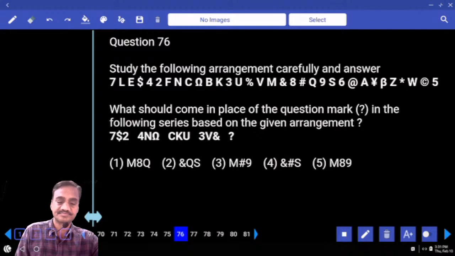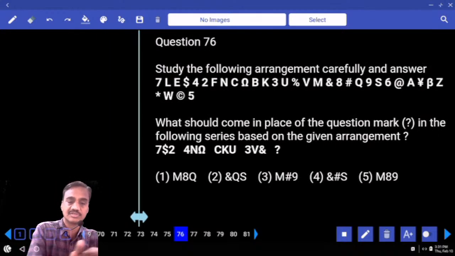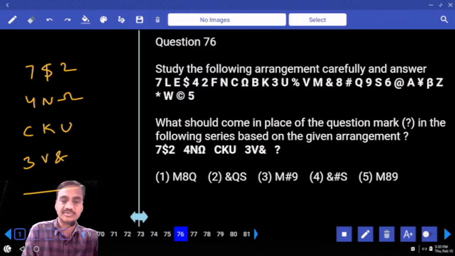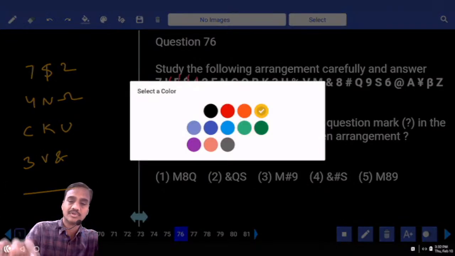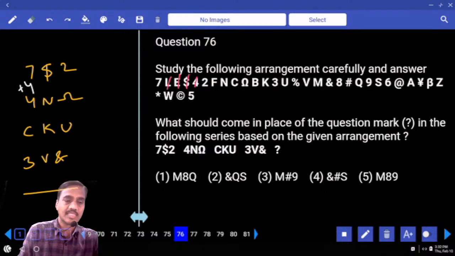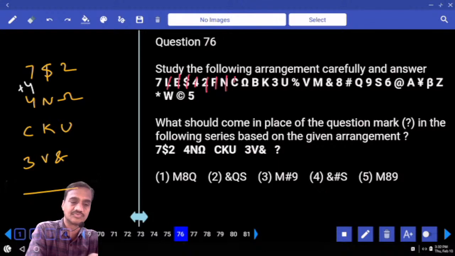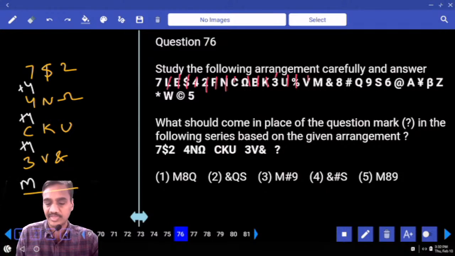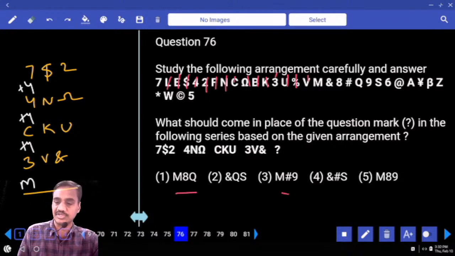Then 76. It is based on series here. What is the first element? 7, 4, C, 3, and so on. Between 7 and 4, 1, 2, 3, 4, plus 4. The relation in the first element is plus 4. And 4 and C, 1, 2, 3, 4, plus 4. C and 3, 1, 2, 3, 4, plus 4. And next one, 3, 1, 2, 3, 4, plus 4. What is the first element we have? M. Among the given choices, M is the first choice, and we have three different choices.